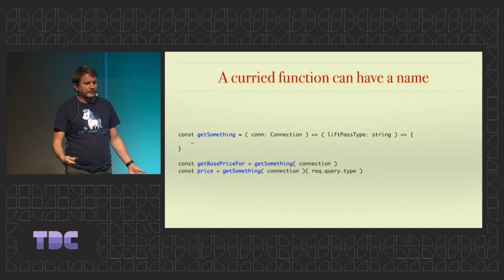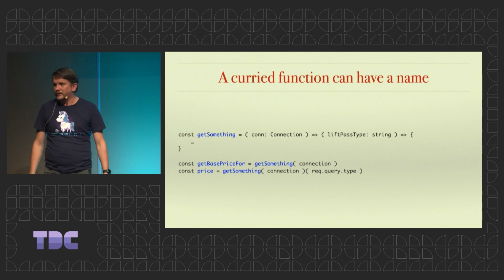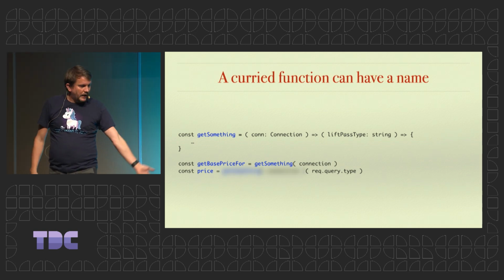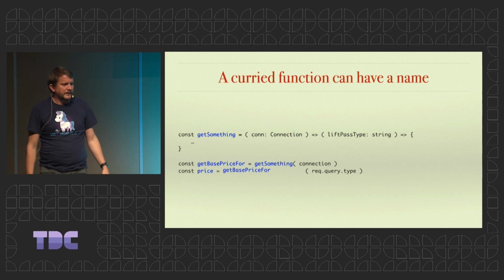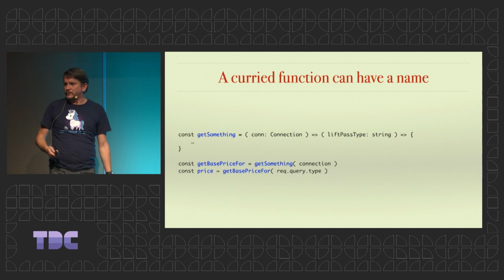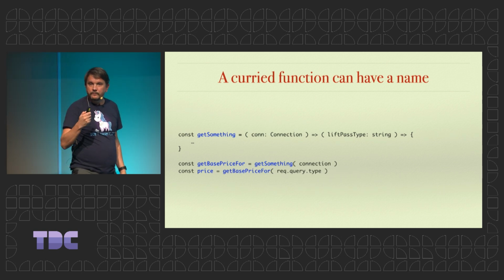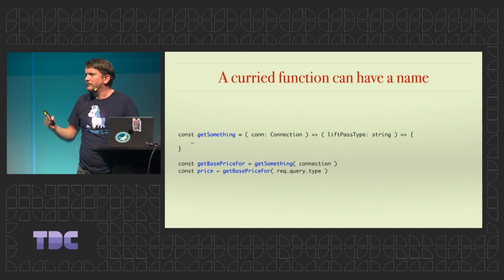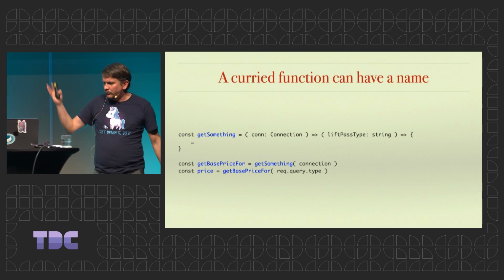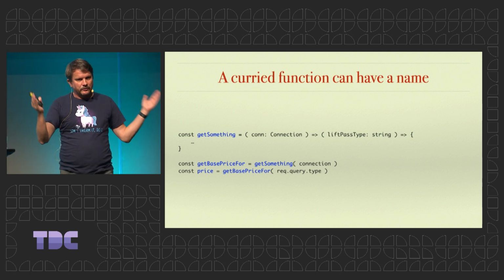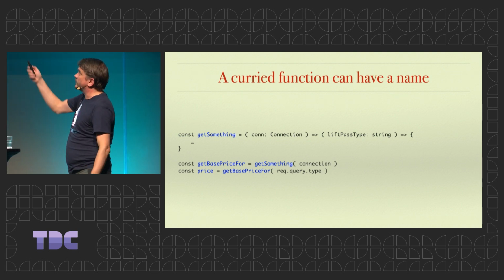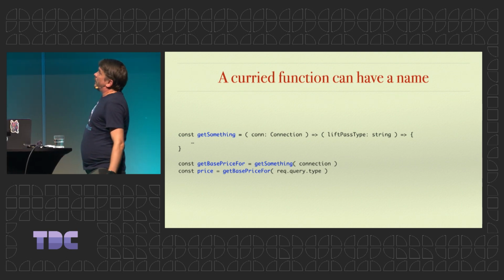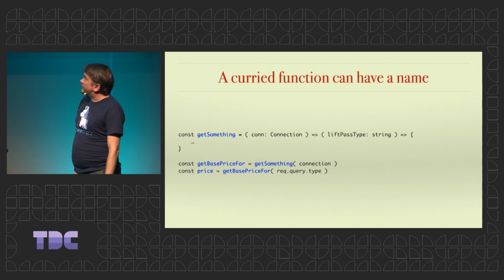But now what I can do is give it a name. The get something turns to be get base price for. So now the function that I call in the const price is just a function, get base price for. Curried functions can have names. So it looks even more like object-oriented, with the first get something being the constructor and the other one being just a function that has the name of get base price for.